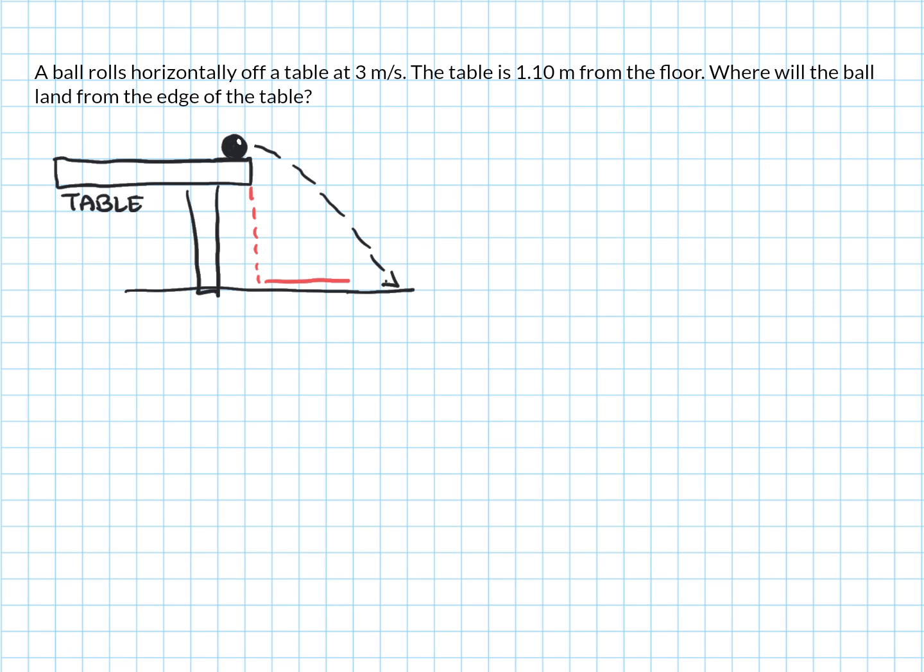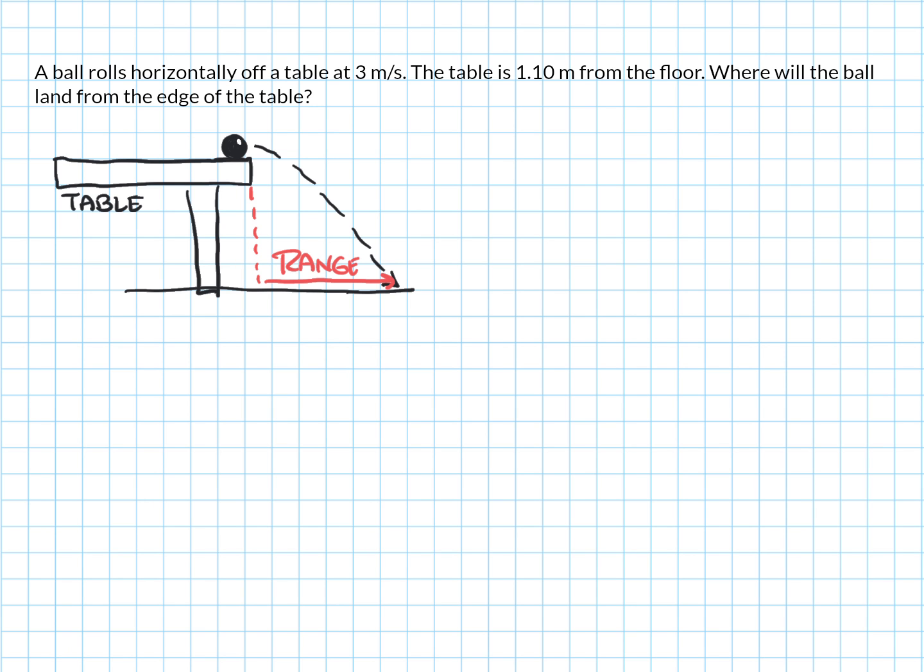And what I want to know is this horizontal distance where it lands. This horizontal distance has its own name. It's called the range. So anytime a problem asks about the range or mentions anything about the range, it's talking about this horizontal distance down to where the object lands on the ground or lands on its surface.